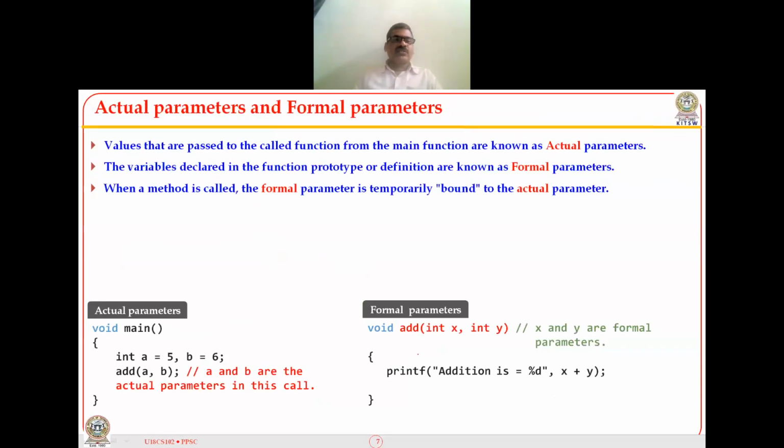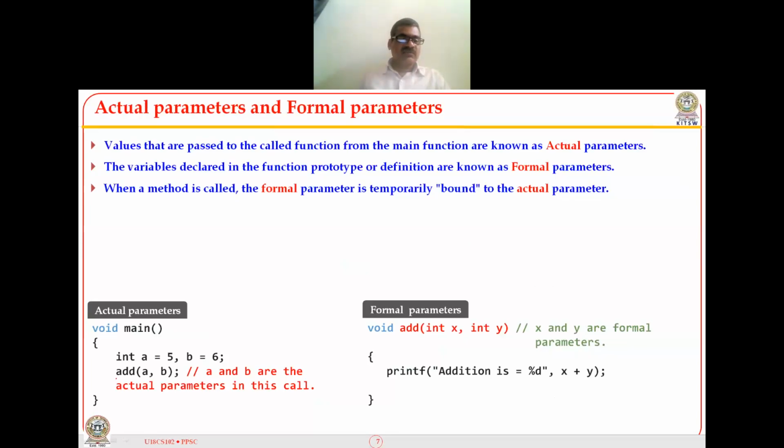So when we are passing values to the function, the main purpose here is to send some data to a function. Between the functions, if you want to perform some sort of data transfer, we do it by passing parameters. Values that are passed to the called function from the main function are called actual parameters. The variables declared in the function prototype or definition are known as formal parameters. When a function is called, the formal parameters are temporarily bound to the actual parameters.